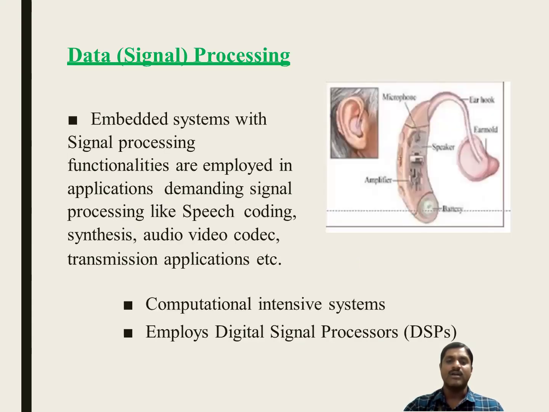Next, let us go for the signal processing. These embedded systems with signal processing functionalities are employed in applications demanding signal processing like speech coding, synthesis, audio video codec, transmission application, etc. This data processing can be used for hearing disabled persons to enhance the speech quality, and here the computational intensive system employs digital signal processors.